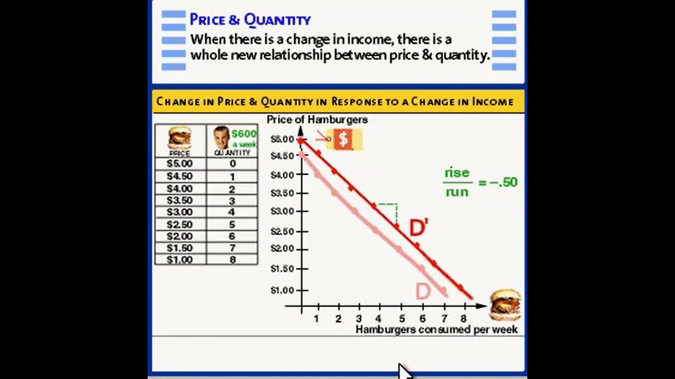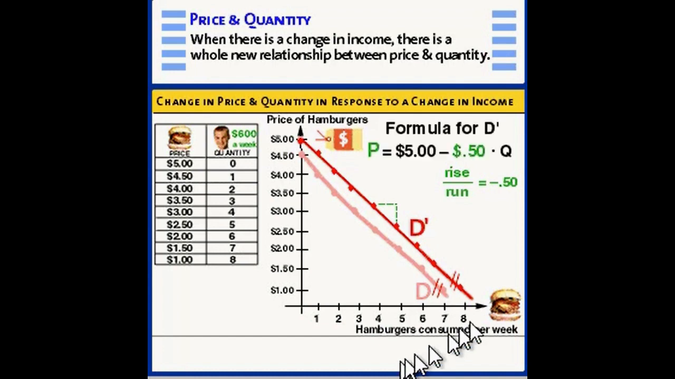They are parallel. The formula for this new curve is going to be given as follows. The price on the new curve is equal to the intercept, which is $5, minus the slope of 50 cents times the quantity of hamburgers that's consumed. The formula for the new line is price equals $5, that's our intercept, minus 50 cents, the slope, times the quantity of hamburgers consumed. This is the relationship if Bob's income increases to $600.